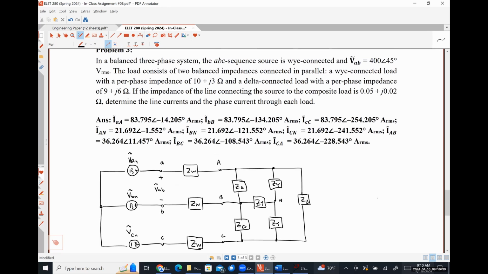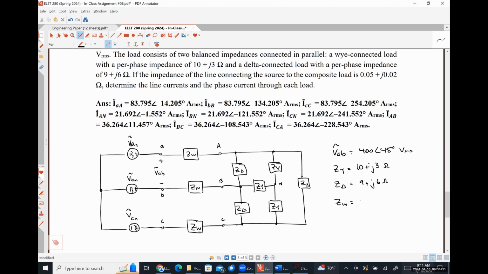All right, so let's write some things down here. We know what VAB is: 400 angle 45 degrees, volts RMS. We know what ZY is: that's 10 plus j3. Z delta is 9 plus j6. And then we have our transmission line impedance, that is 0.05 plus j0.02. Our goal is to find the line currents and the phase currents through each load. So we're just going to worry about the A phase, because if we've got that sorted out, everything else shakes out from there easily, right?